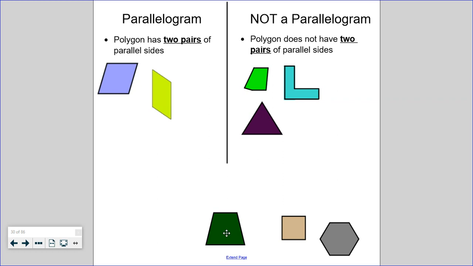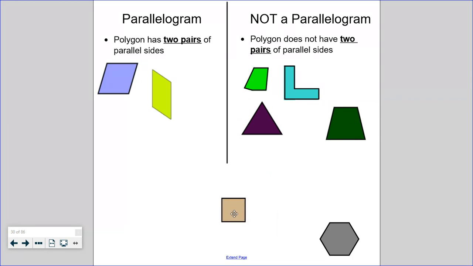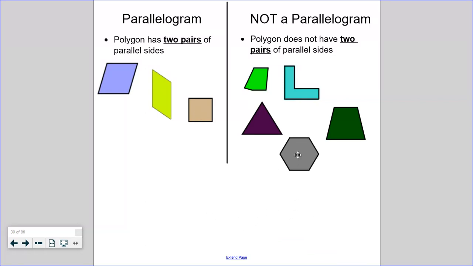The trapezoid? Nope, it only has one pair of parallel sides. The square? Yes, a square is a parallelogram. And how about this hexagon? Nope, it has six sides, not four.